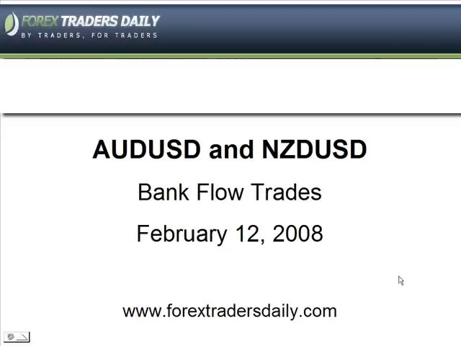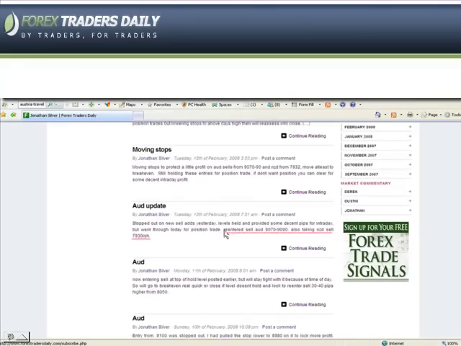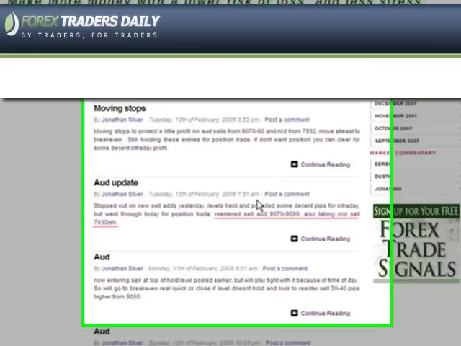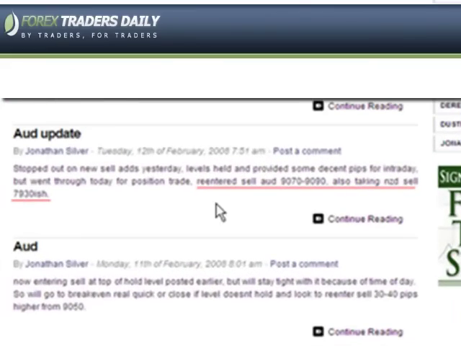This particular example was a trade made on February 12, 2008 on both the Australian US dollar and New Zealand US dollar. Our posting was made at 7:51 a.m. Eastern Time and recommended to sell the Australian US dollar at the 90.70 to 90.90 area, and also selling the New Zealand US dollar at around 79.30.